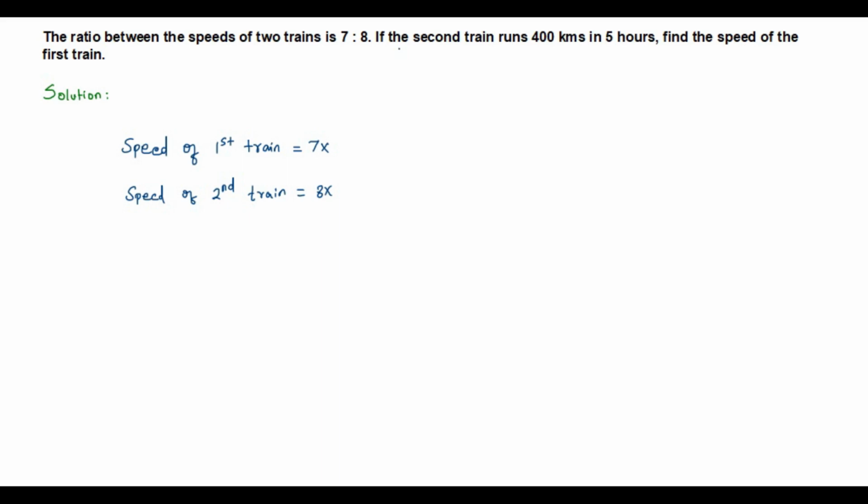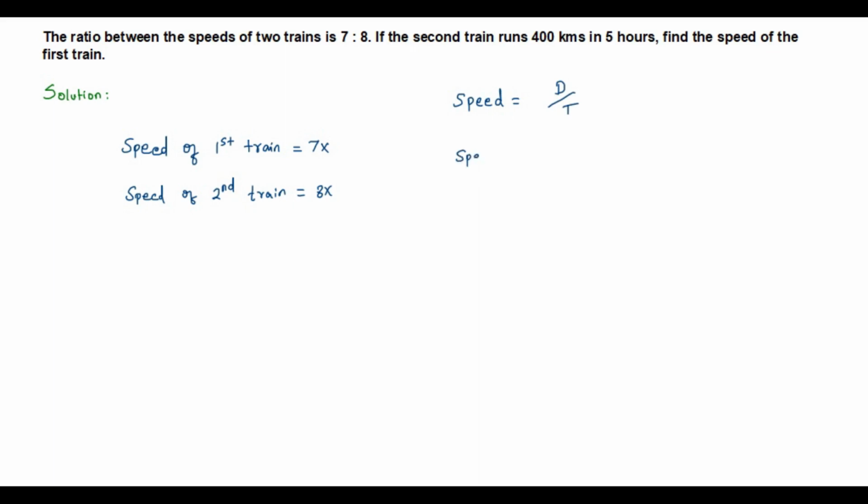The other information we have in the question is the second train runs 400 kilometers in 5 hours. So here the distance covered by the second train is given and also the time taken by the second train is given. Using this information, we can find the speed of the second train, because we know the formula for speed, that is distance by time.